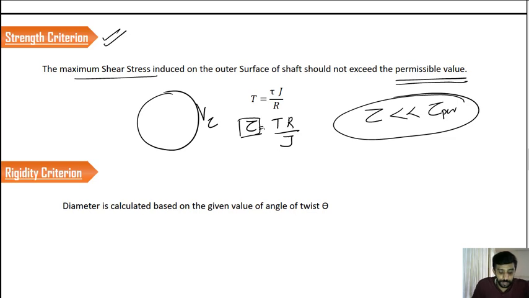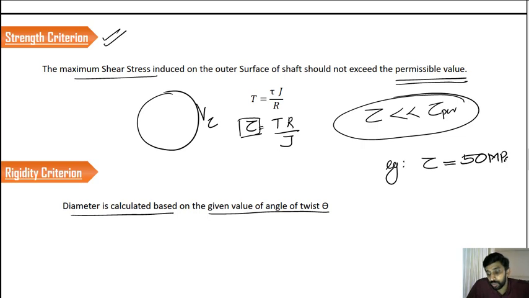And the second is the rigidity criterion, where the diameter is calculated based on the given value of angle of twisting. You can have two conditions where you will be given, for example, a task to design a shaft so that the maximum shear stress is equal to 50 megapascal. So you are not supposed to design something which will develop a shear stress beyond 50. And also they state that the angle of twist should be less than 2 degrees. This is how they will state.